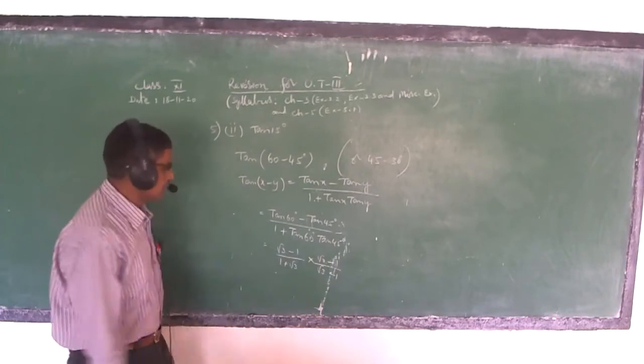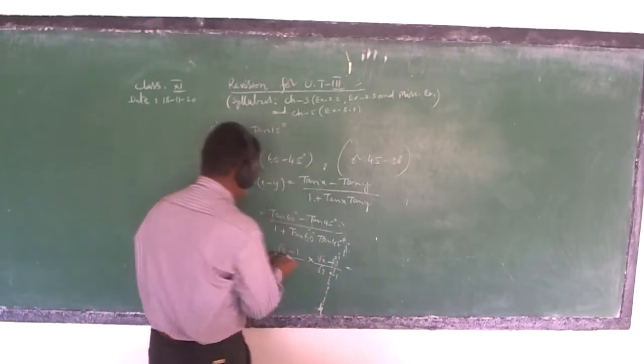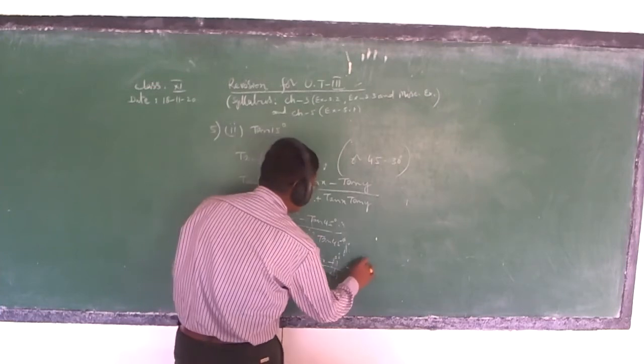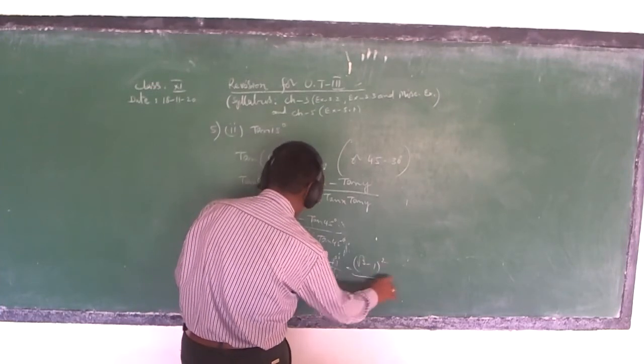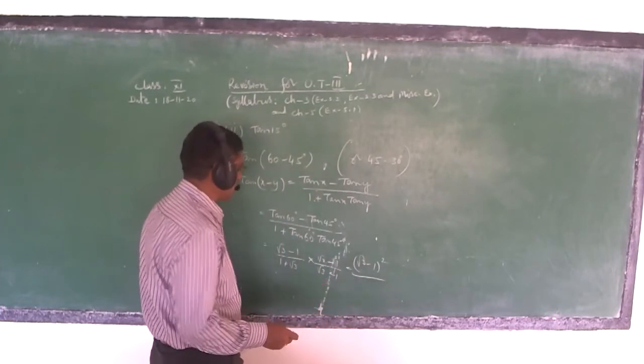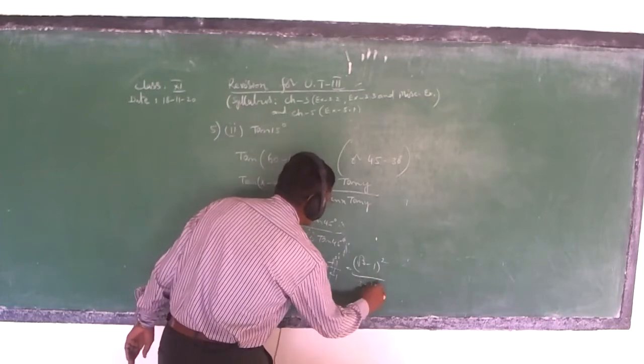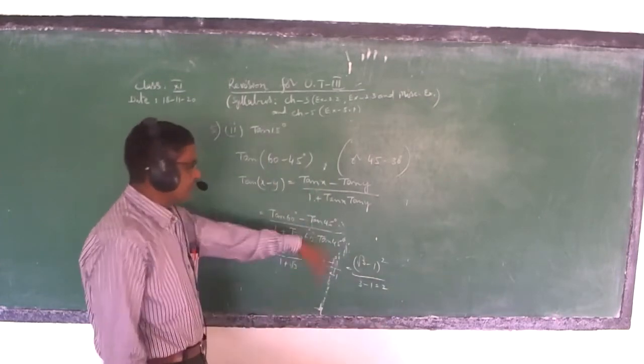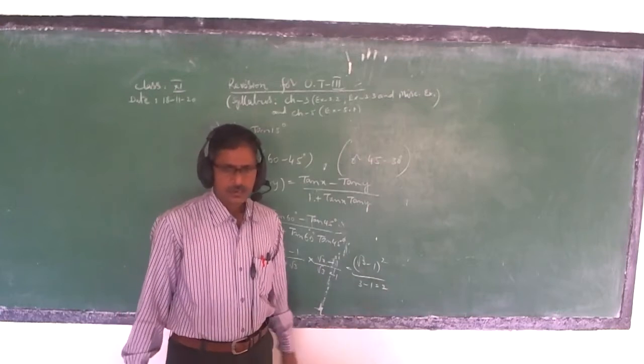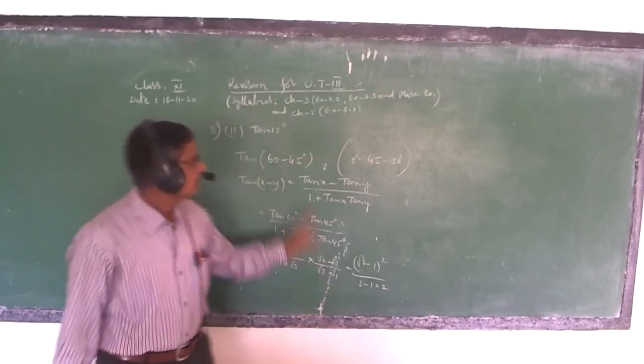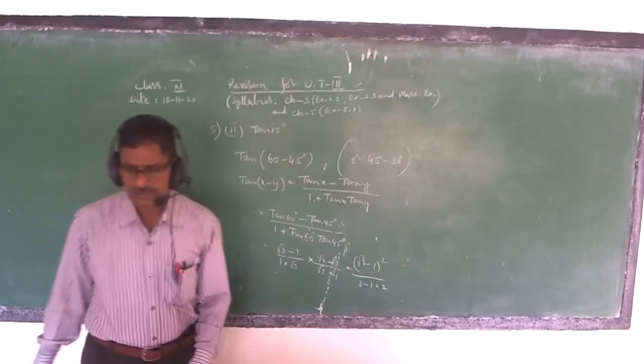Squaring this, multiplying the numerator separately, root 3 minus 1 whole square upon, this is in the form of a plus b into a minus b, a square minus b square, 3 minus 1 equals 2. So simplifying this, you will get the answer, right? So this is how we can find the value of tan 15 degrees, beta.